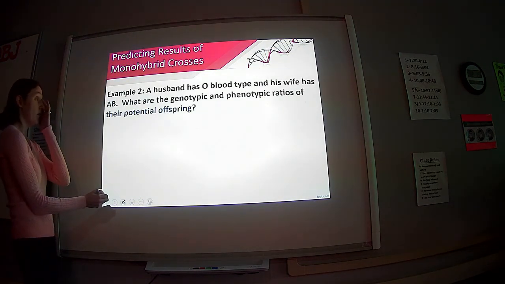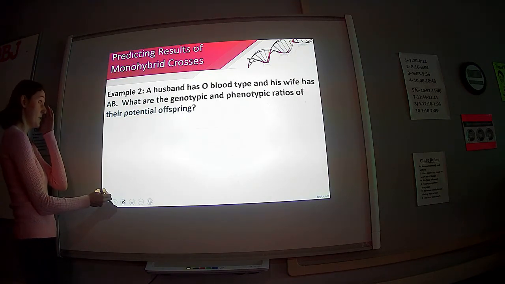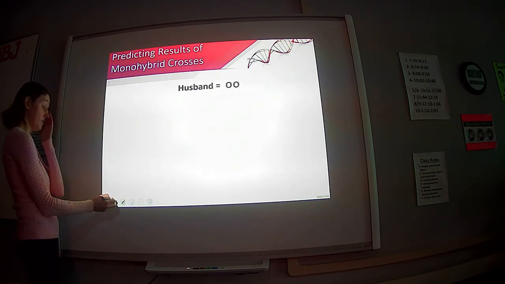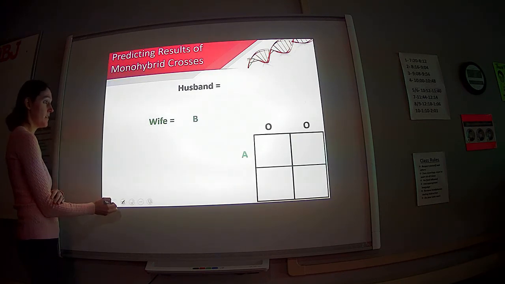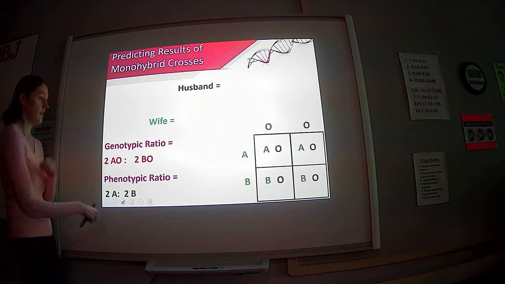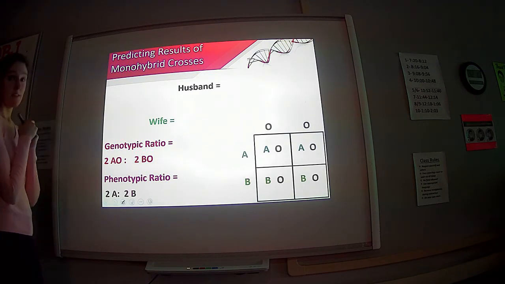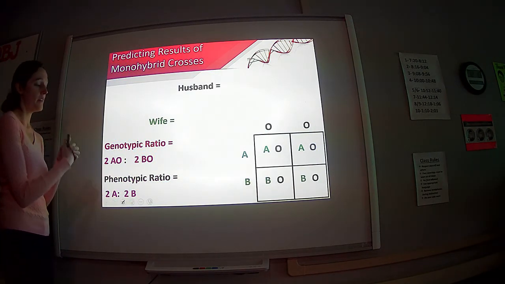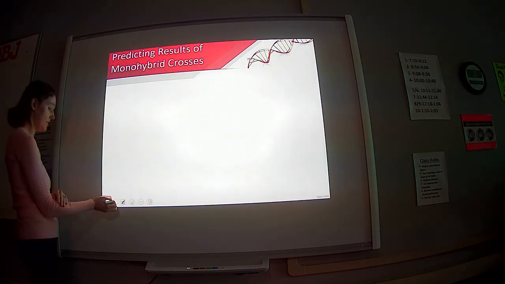A husband has O blood and his wife is AB. What are the genotypic and phenotypic ratios of their potential offspring? So the husband only has one genotype and the wife only has one genotype. When we mix them together, genotypic ratio, we're going to have 2 AOs, 2 BOs. Phenotypic ratio, we have 2 that are A, 2 that are B. The O kind of goes away, it's silent, it's hidden. With genotype, because there are so many different potentials of blood, you only have to write down what you have.